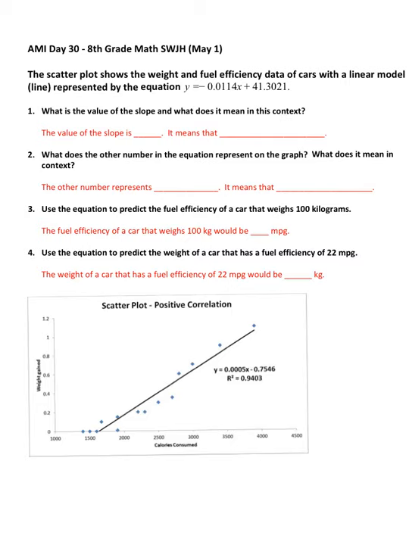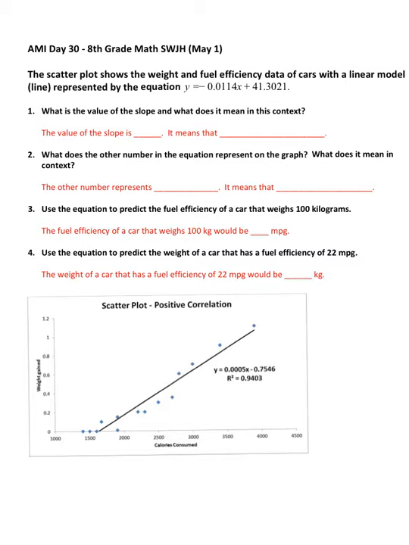And so if I was to answer these questions, what is the value of the slope? Well, in this case, it'd be 0.0005. And what does it mean in the context? Well, for mine, we are going to go up 0.005. For every calorie consumed, we're going to go up 0.005 in weight gained.